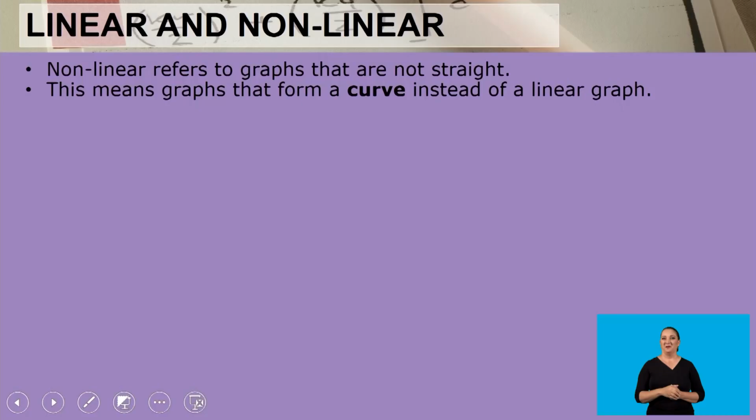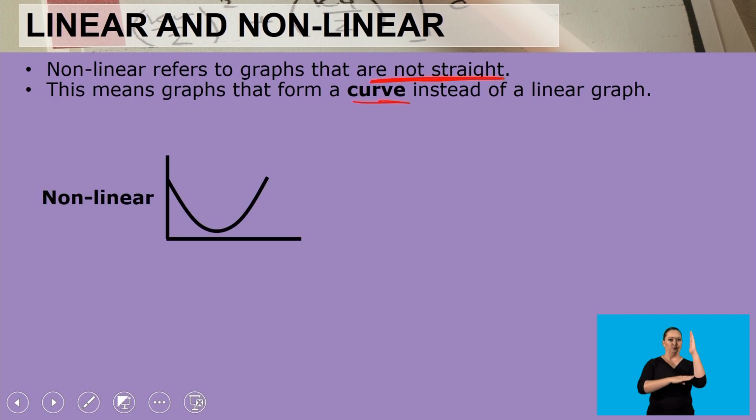Let's look at what we can learn from there. Now, firstly, non-linear graphs refer to graphs that are not straight. So we've already looked at our straight graphs here. But now when we are talking about non-linear, we are talking about those graphs that are not straight. Now, this means that the graphs can form a curve instead of a linear graph. So non-linear would mean that it is not straight, which means it is a curve. Let's look at some examples. So there's the first example of a non-linear graph. As we can see, it is clearly not a straight graph. We can see that it has a curve over there, which makes it non-linear because it is not straight.